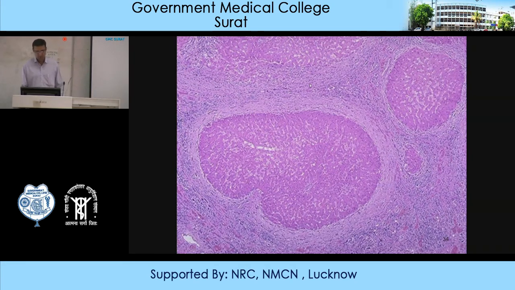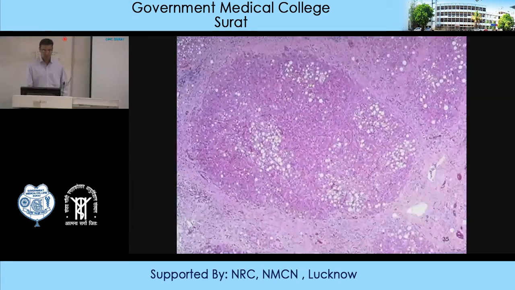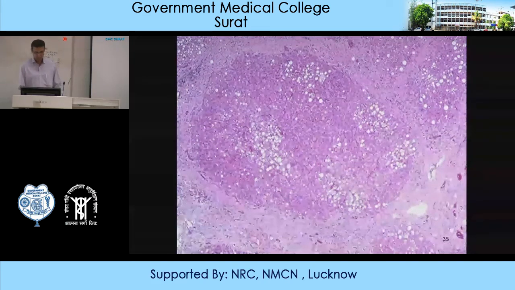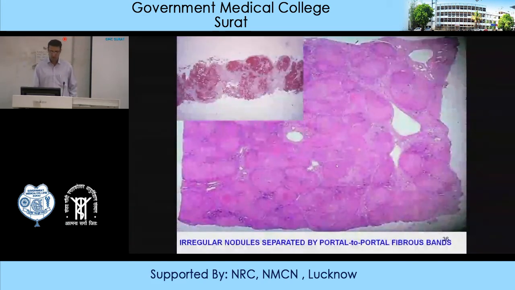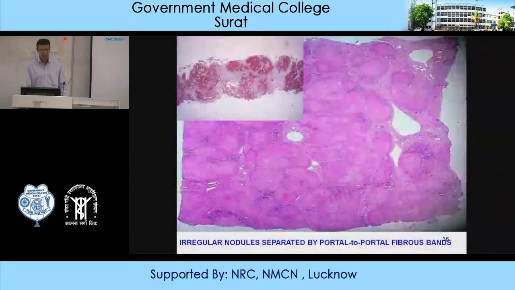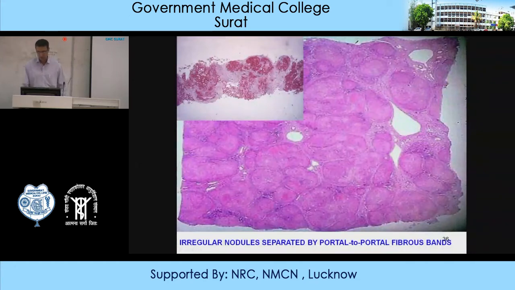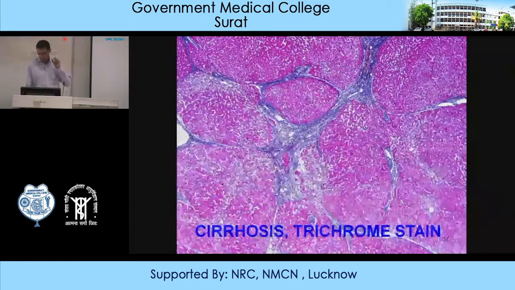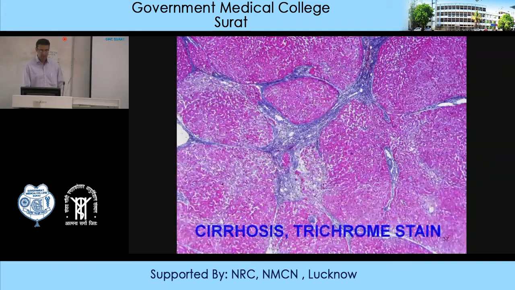See, again here there is formation of nodules with steatosis, surrounded by fibrosis. These all are nodules surrounded by fibrosis. Irregular nodules separated by portal to portal fibrous bands. Here there is cirrhosis on trichrome stain, where fibrosis is highlighted.